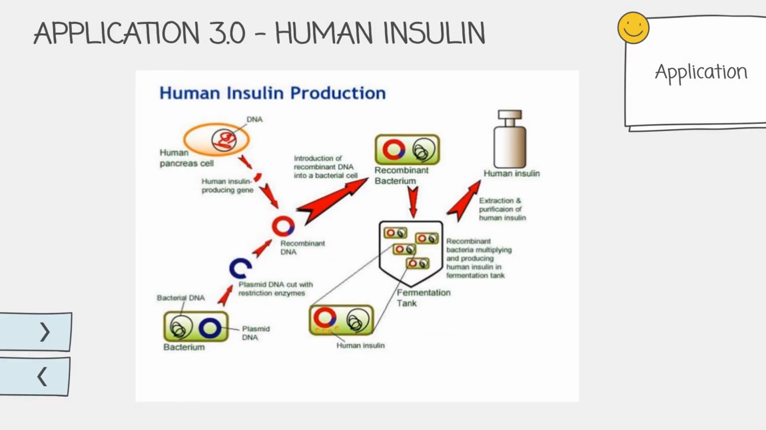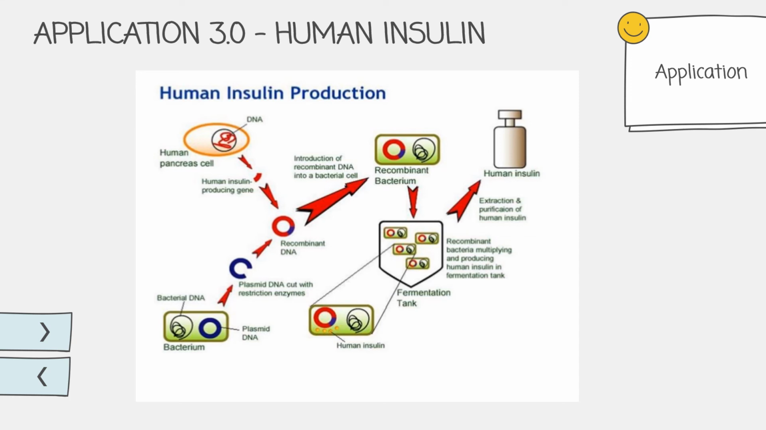And the last application of bacteria is in the making of human insulin. The basic step in recombinant DNA technology is similar for insulin production also. At first, a suitable vector plasmid is isolated from E. coli and then it is cut open by restriction endonuclease enzyme.